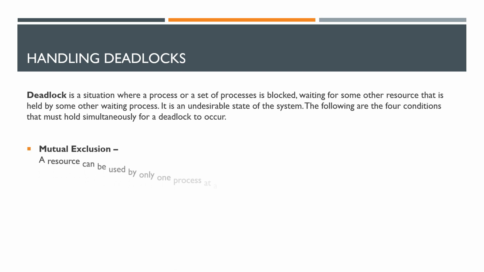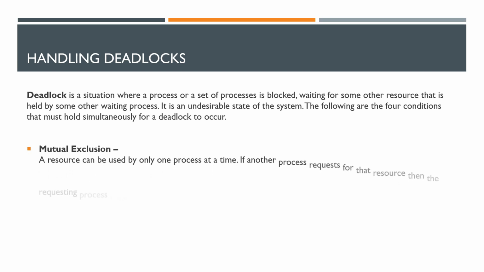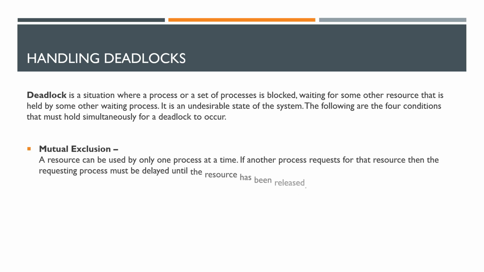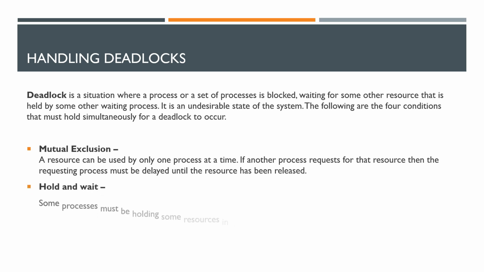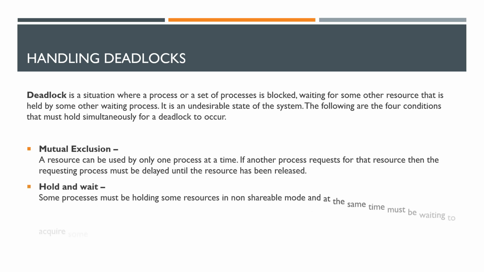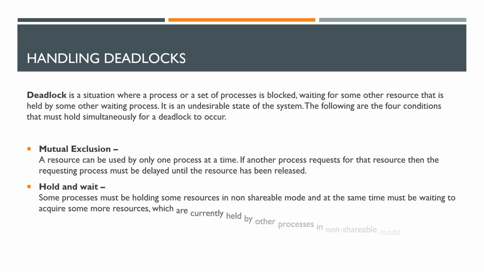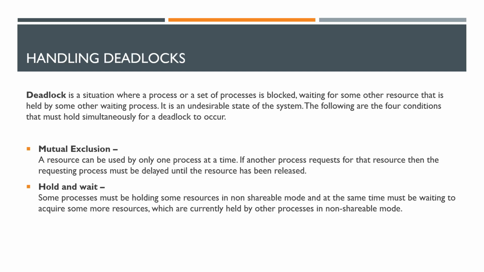Mutual exclusion. A resource can be used by only one process at a time. If another process requests that resource, then the requesting process must be delayed until the resource has been released. Hold and wait. Some processes must be holding some resources in non-shareable mode and at the same time must be waiting to acquire some more resources which are currently held by other processes in non-shareable mode.